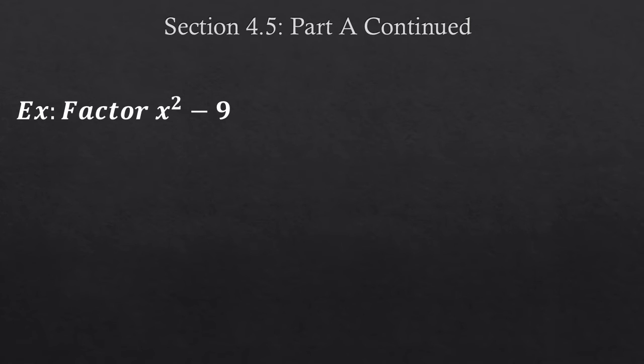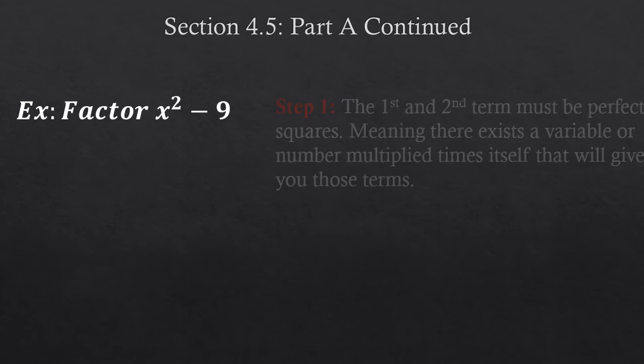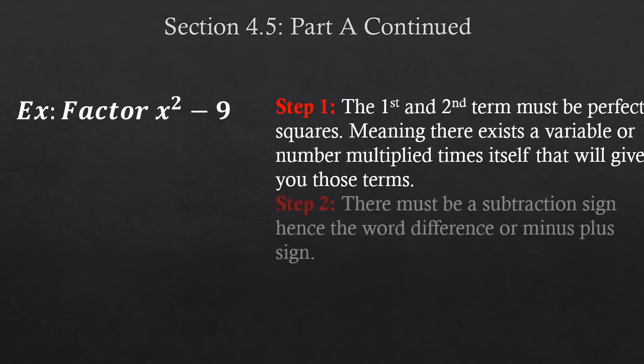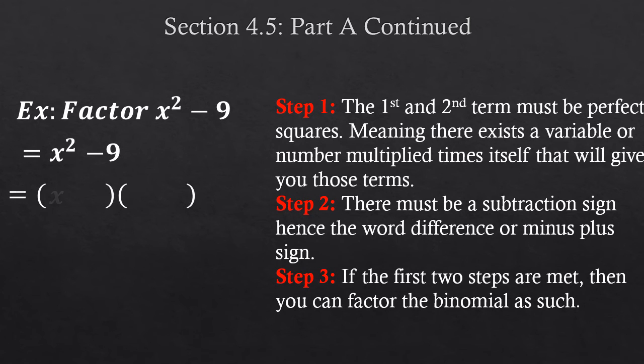Factor x to the second minus 9. Does this meet the requirements for the difference of squares? Step 1. Yes, it does. x to the second is just 2 x's. 9 is a perfect square. Why? Because 3 times itself 2 times is 9. So that's the case. I can do x, 3, minus, plus, or plus, minus. It does not matter in which order the signs come, but you must have them both.